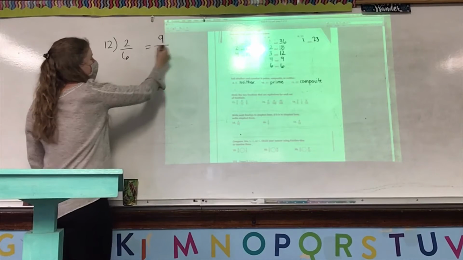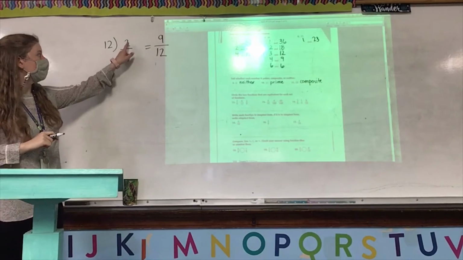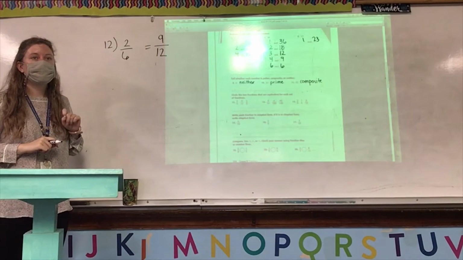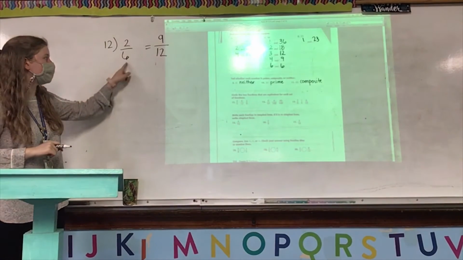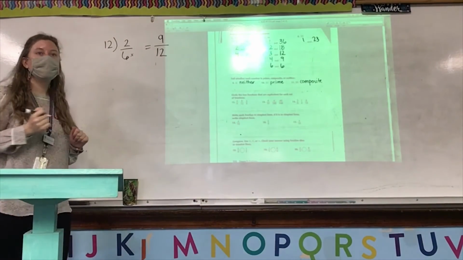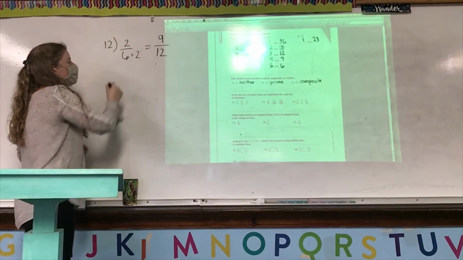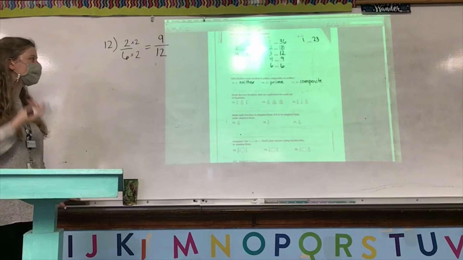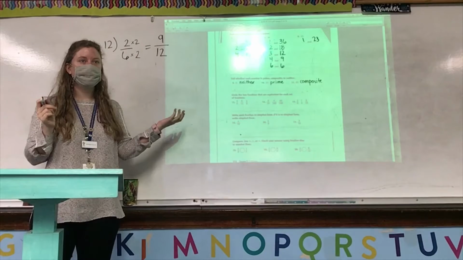Now let's test 2/6 and 9/12. Is 2 times anything 9? No. Is 6 times anything 12? 6 times 2 is 12, but can we do the same thing to the numerator and get 9? So is 2/6 equivalent to either of these? No.